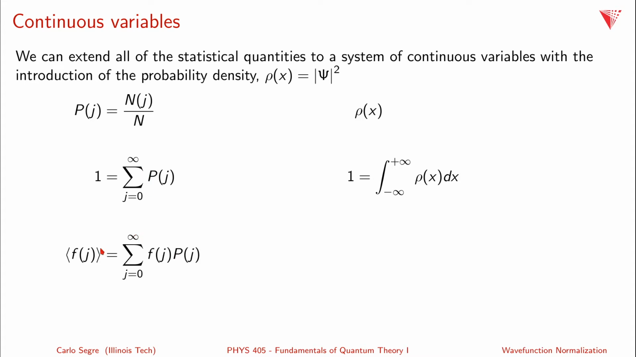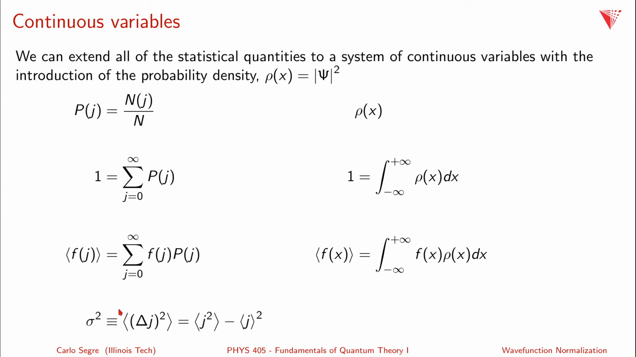Finally, the expectation value of f of j, which was the sum over j of f of j times P of j, is now in the continuous variables going to be very similar. You have f of x, and the expectation value of f of x is the integral from minus infinity to infinity of f of x times rho of x dx.